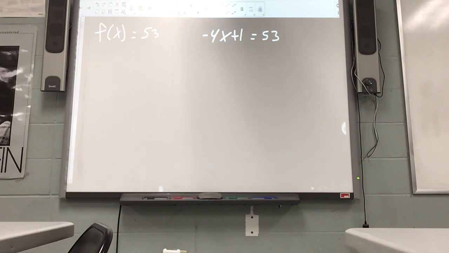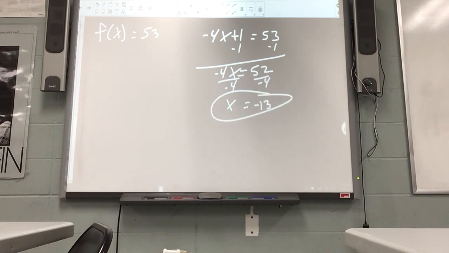So now you've got your middle school two-stepper, so you subtract 1. Negative 4x is equal to 52. And then divide by negative 4. And I think you get negative 13. Yeah. Good deal, good deal.